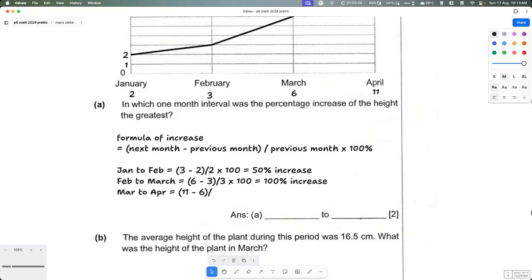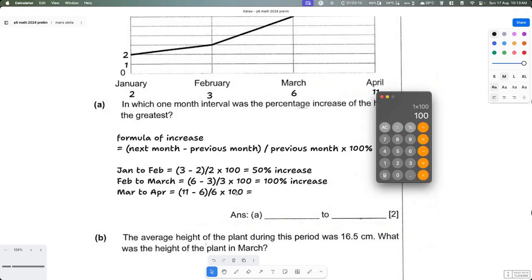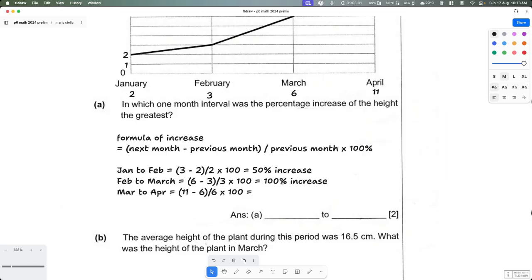Okay, 100%. Okay, so 11 over 6, divided by 6 and then times 100. Let me make it easier for you. 11 minus 6, right? And then divided by 6 times 100. This is 83%. Let me just put a curly bracket. Okay, around 83% increase. So therefore the answer is February to March in this case over here, right? February to March. Okay. All right.